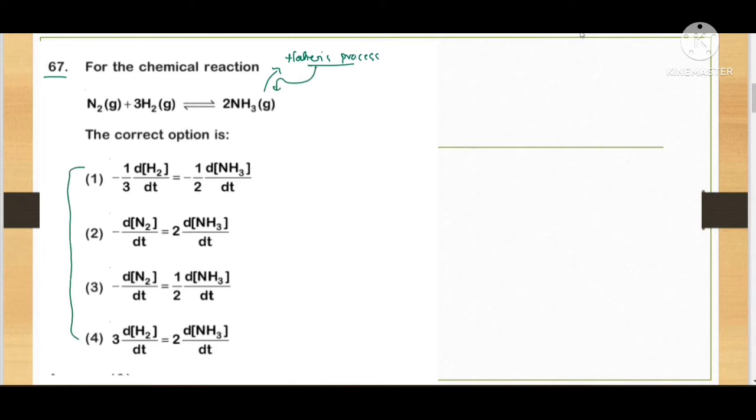The correct option is here. We observe the given options. They clearly indicate that they ask the rate of reaction. Now let us try to write the rate of reaction of the given equation.